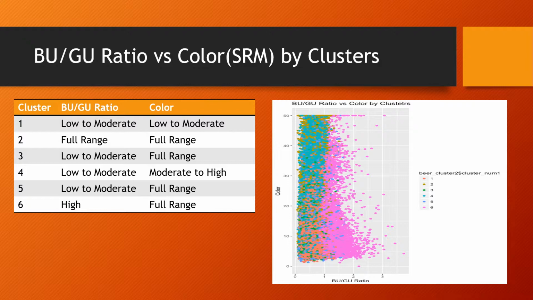BU to GU ratio versus color. There was clearly a cluster number 6 that stands out here, with most BU to GUs in the highs, over 1. This is probably the cluster that has most of the IPAs.